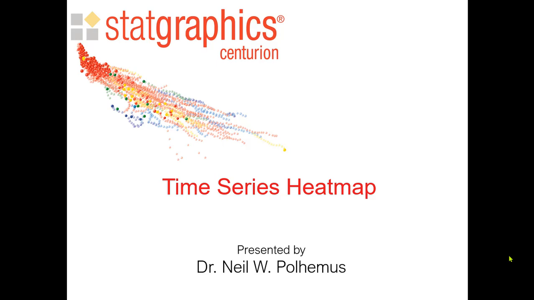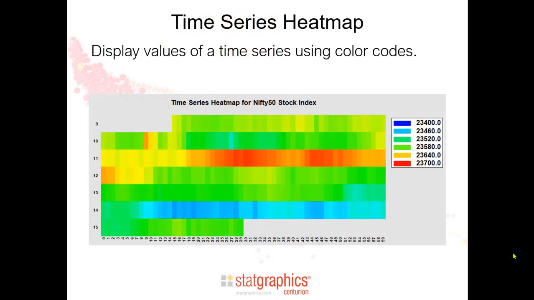This video describes a new procedure in Statgraphics version 20 for creating time series heat maps. A time series heat map displays the values of a time series using color codes. Here you see the stock index of the Nifty 50 over a particular trading day. There's a single rectangle for each minute during the day.